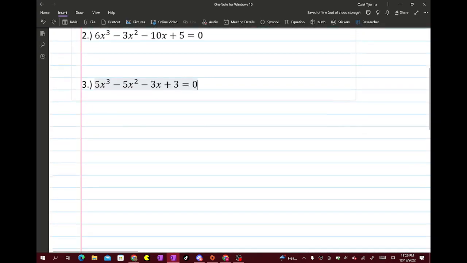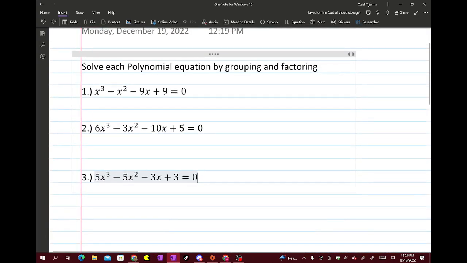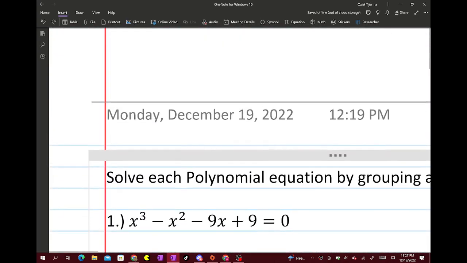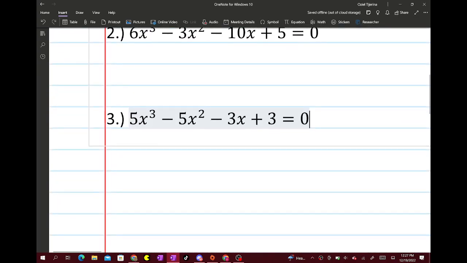Now, this is one way to solve polynomial equations. There are polynomial equations where you have to use other methods to solve them. But this is one of the ways in which you can solve a polynomial equation. You cannot do this for all of them, though. But yeah, so the first one that we're going to do, let me copy it down.